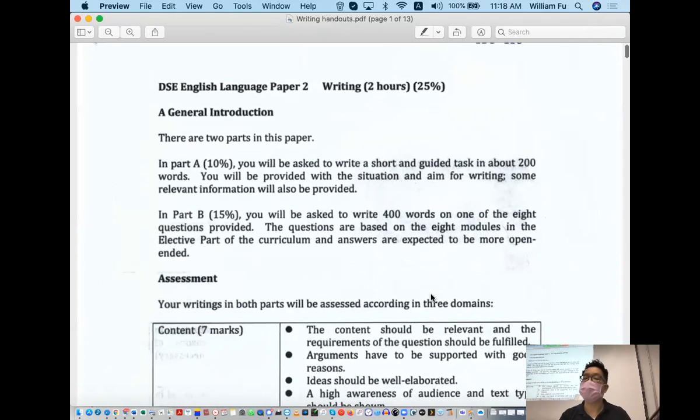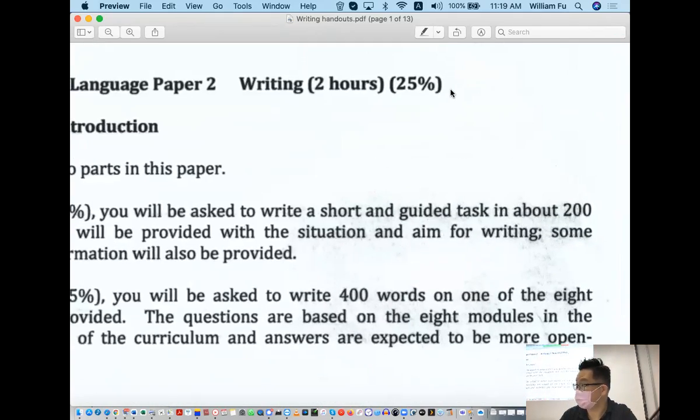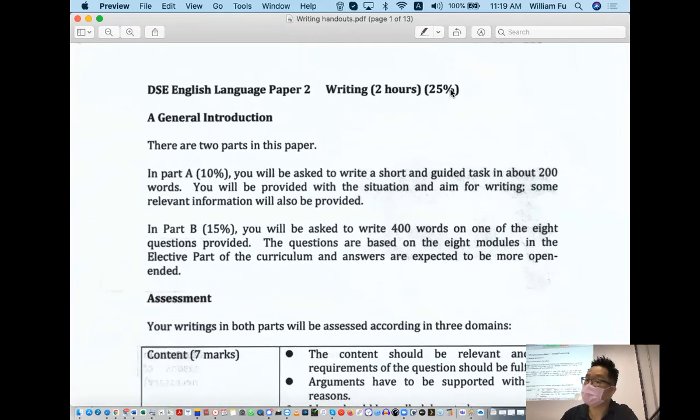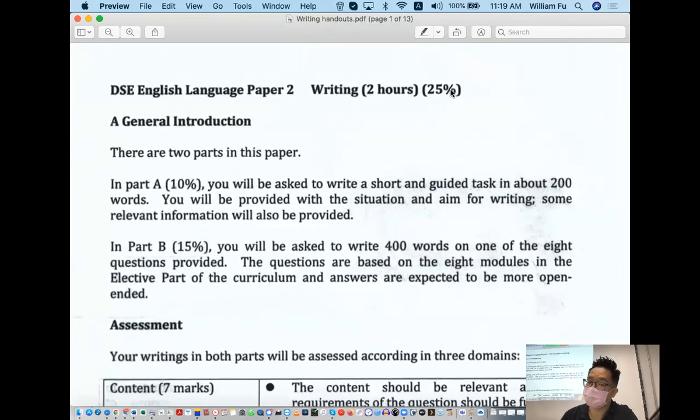First of all, for DSE writing, there are two parts. It constitutes 25% of the whole paper. The first part is Part A. In Part A, there is no choice. There are no options for you. You are given one topic, and you will have to stick to it. You have no choice, one topic. But for this Part A, you are just required to write 200 words.